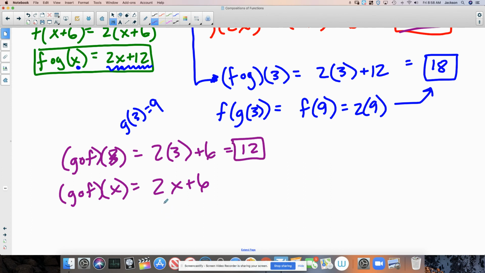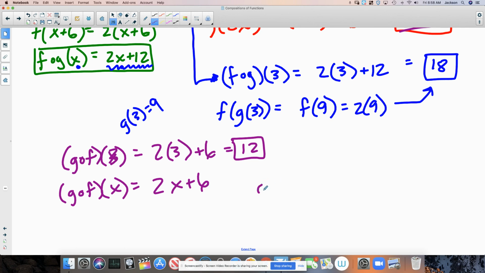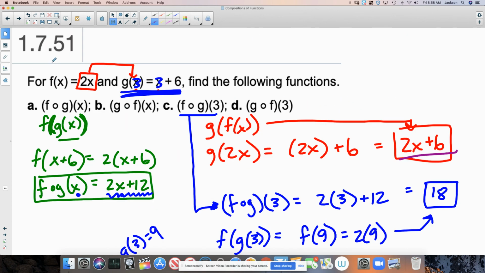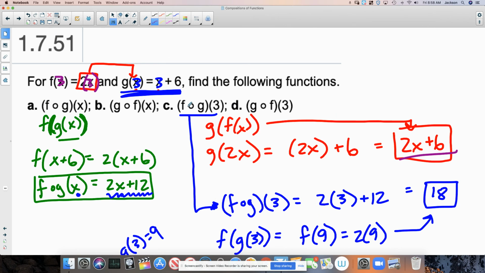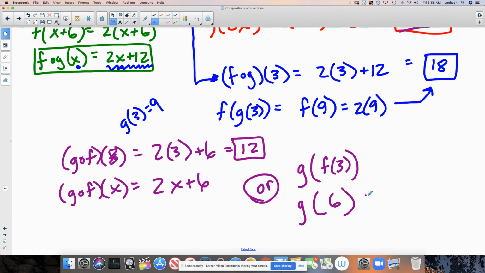All right. Or, alternative method. Think of it like this. This is the same statement, g of f of 3. So figure out what f of 3 is. That's what I get when I plug a 3 in here. So if I plug a 3 in here, I get 6. So the output for f of 3 is 6. Now take 6 and plug it into g. And if I plug it into g, the function g just adds 6. So we get the same answer. You should get the same answer regardless of how you do this.